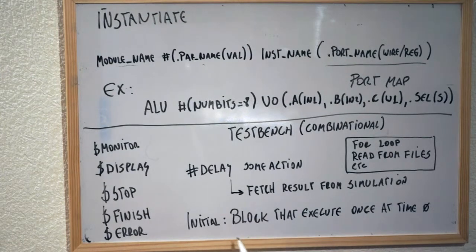And the initial block. The initial block is just a block of code that is going to execute once at time equals 0. We also have for loops, we can read from files, and some more stuff that we're going to learn as we progress in our learning about how to create test benches. We're going to switch now to the lab, and I hope you guys enjoy it.